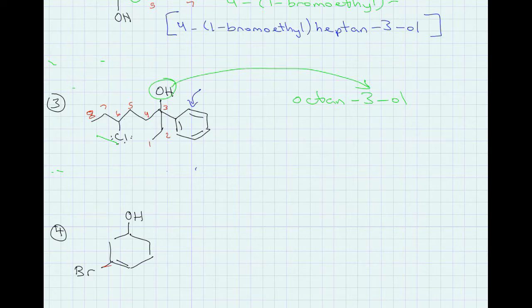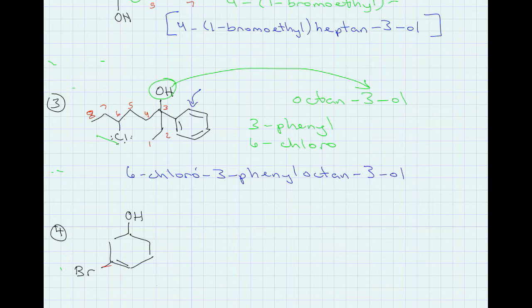So what else is in the 3 position? Well, we have a 3-phenyl group. And we also have 6-chloro. If we put that all together in alphabetical order, we know that C comes before P. So what we get is 6-chloro-3-phenyloctan-3-ol. You can say octane or octan-3-ol. Okay, so we were able to name that one very quickly.